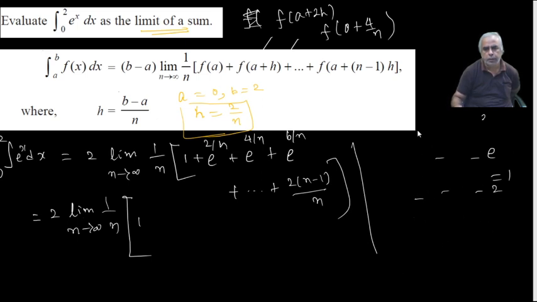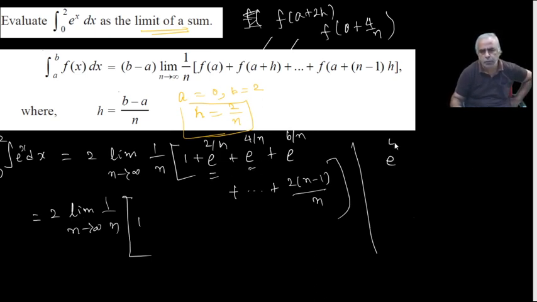Okay, right. Now let us check the second term and third term. What is the second term? That is this one. Third term is this one. So e power 4 by n divided by second term e power 2 by n. So that is equal to r.